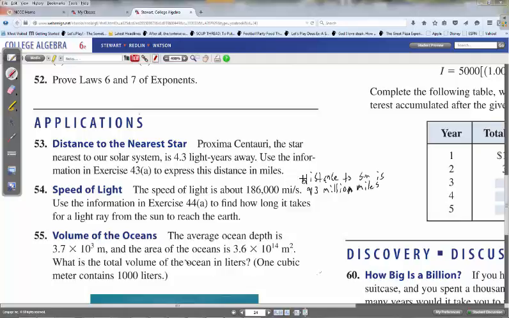So let's convert that to scientific notation real fast. 93 million, that's 6 zeros, so 6 decimal places, then one more, would be 9.3 times 10 to the 7th. 186,000 miles per second would be 1.86 times 10 to the 5th. How long does it take for a light ray from the sun to reach the earth?